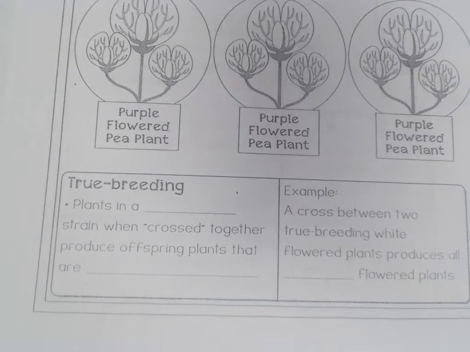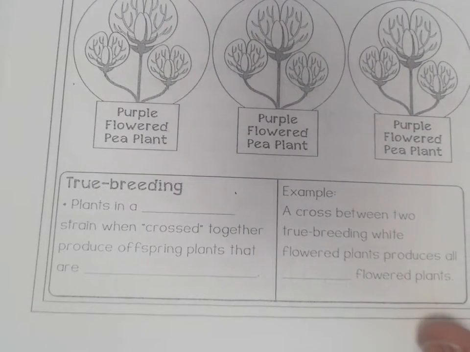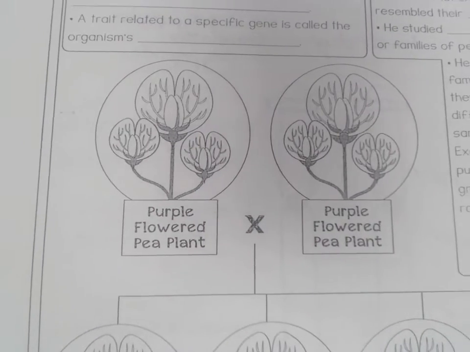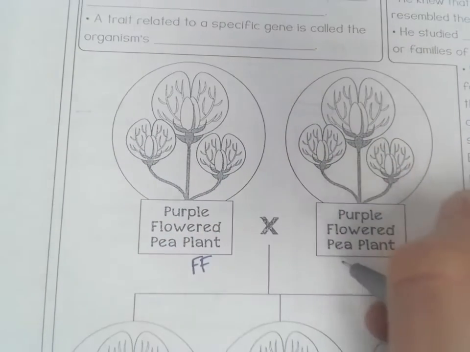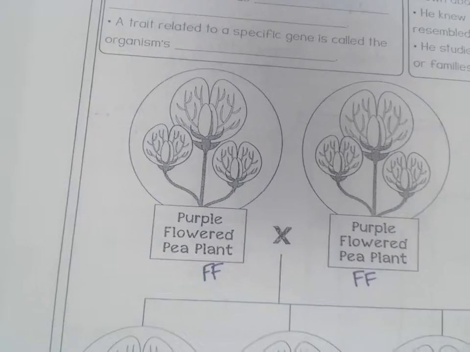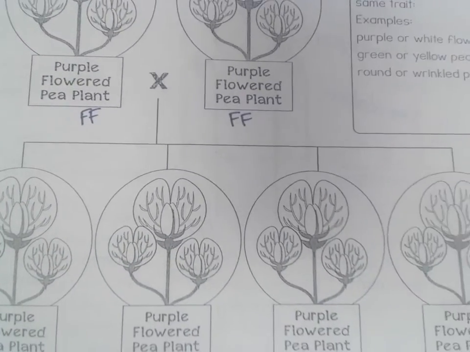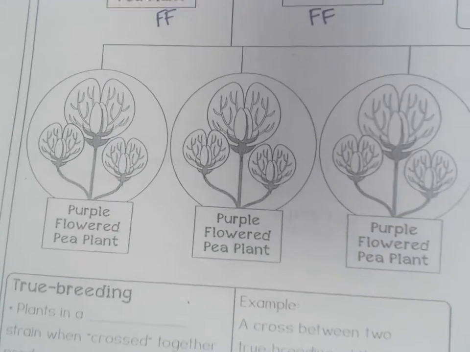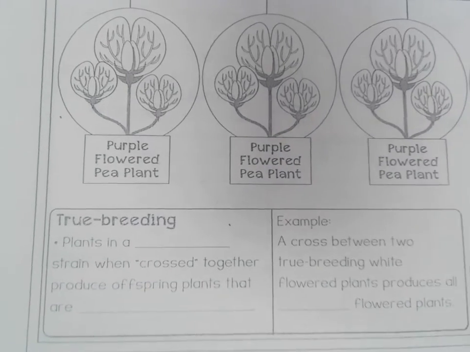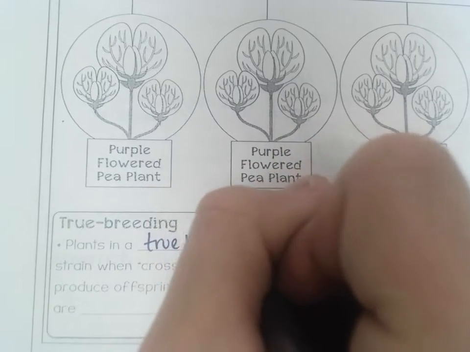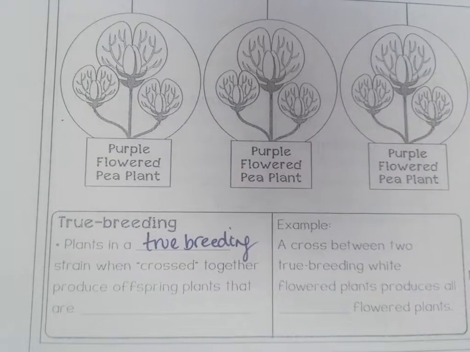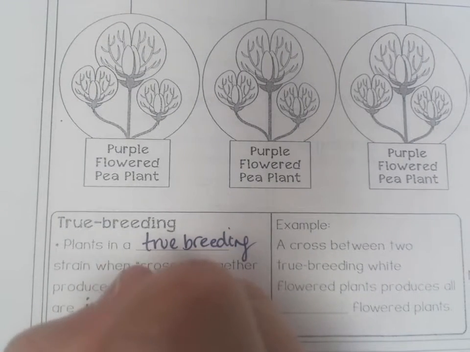So we started with two purple flowered pea plants that are true breeding, which means that they have two alleles that are the same. And in this case, the two alleles are dominant. We don't quite know that yet. Mendel hasn't quite discovered that, but that's what he's figuring out with this process. So plants in a true breeding strain, when crossed together, produce offspring that are just like their parents.